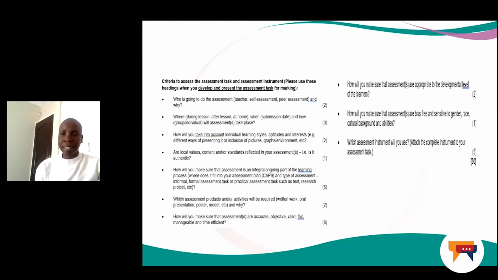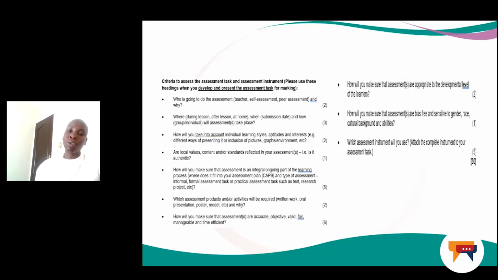So on the assessment task that you're going to design, please pay attention. You must have a page where you're going to answer when and how the assessment will take place. There are also words that are given to you so that they can guide you how to use. How will you take into account the individual learning styles that are within your classroom? Are local values incorporated within your lesson? How will you make sure that the assessment is an integral part of the ongoing lesson, which is talking about the continuous lesson? Where does it fit within the CAPS curriculum? So all of these questions, you're going to answer one by one.